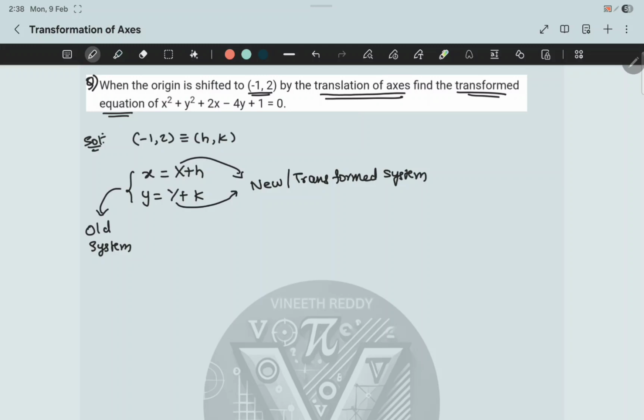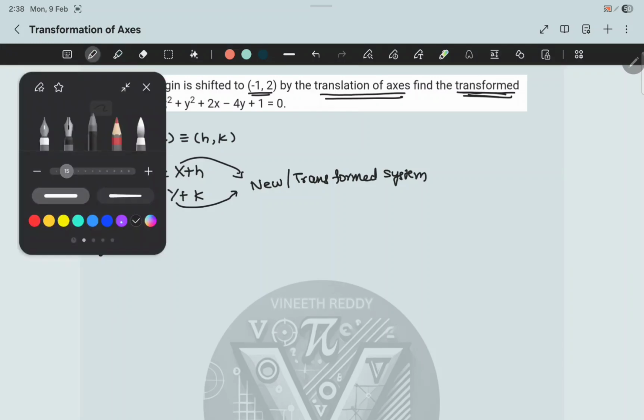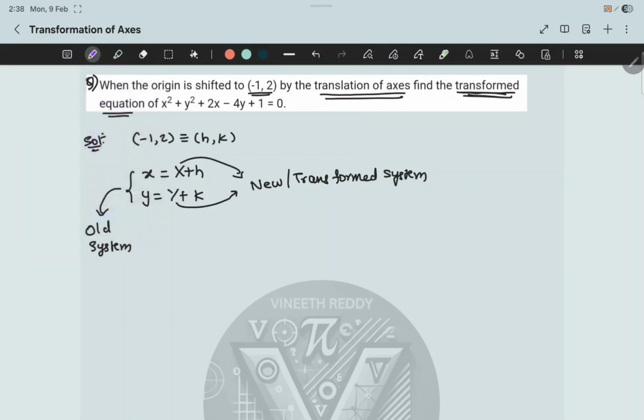So while reading the question, you should remember two things. Whether the question is asking about translation or rotation. So here it is translation, and the next thing which we should be careful about is whether we should find the transformed equation or the original equation. So in this question he is asking us to find the transformed equation. That means the final answer should be in terms of capital X and capital Y. If you have understood that part, then the question becomes very easy.